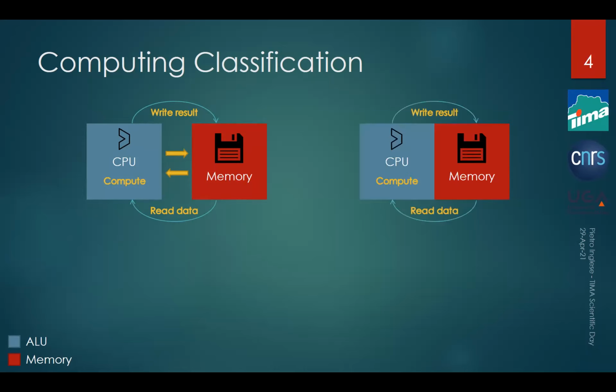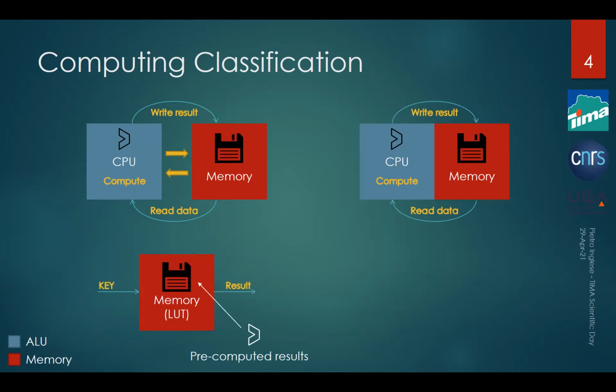Since this can be slow, there can be a way to make it faster. For example, what you can see here is called near memory computing, that consists basically in putting the memory as close as possible to the CPU, therefore reducing the latency caused by the bus.